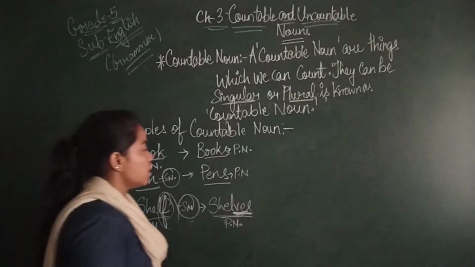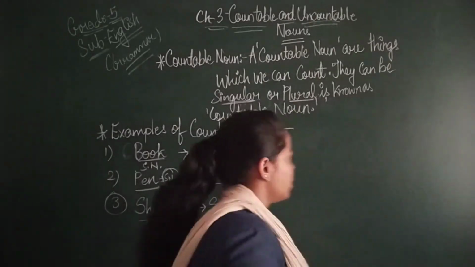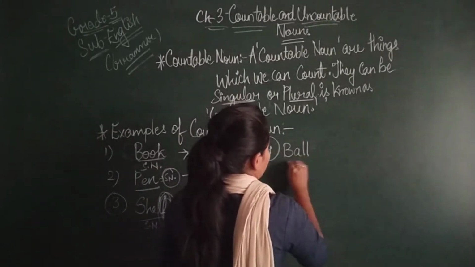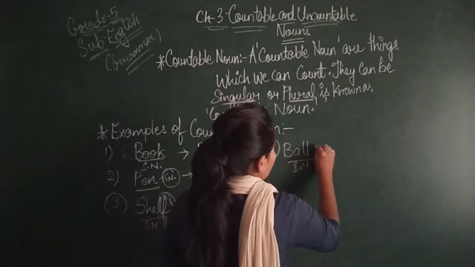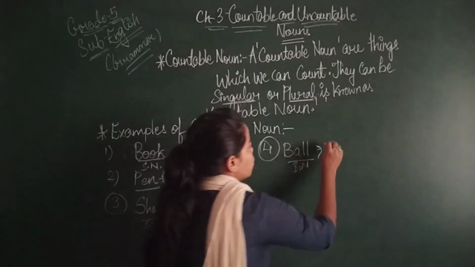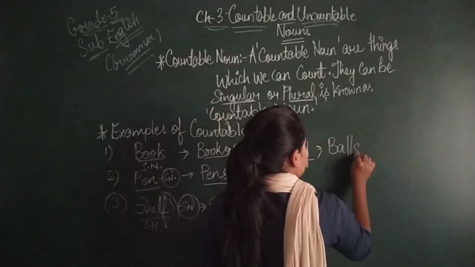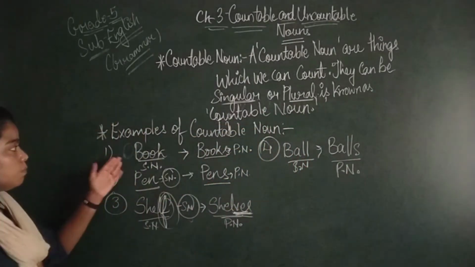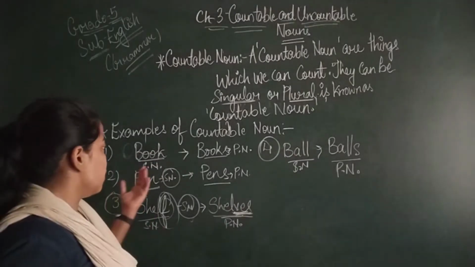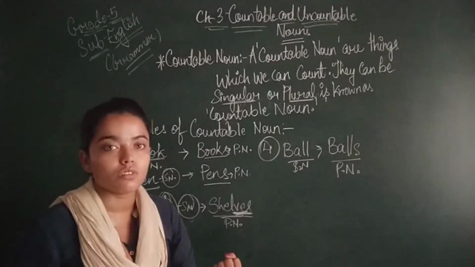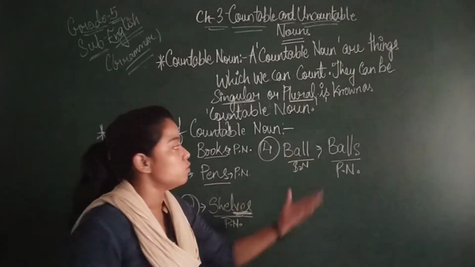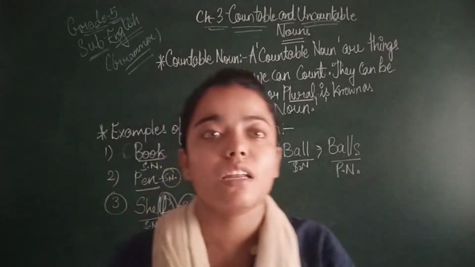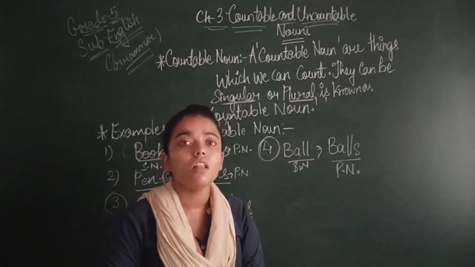Right? Now if I say many things are there. Ball. Ball is my singular noun. Now I want to make it in a plural form. So, more than one, balls. So this is my plural noun. So the countable: books, we can count. Pens, we can count. Shelf, जो drawers होते हैं, that also we can count. Balls, we can count. So they are trying to say that the things which we can count can be in the singular form or in the plural form.